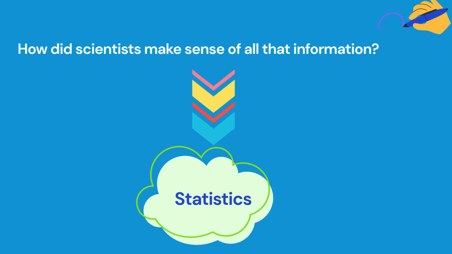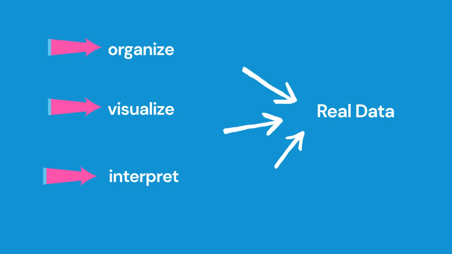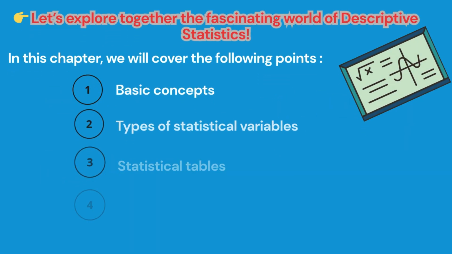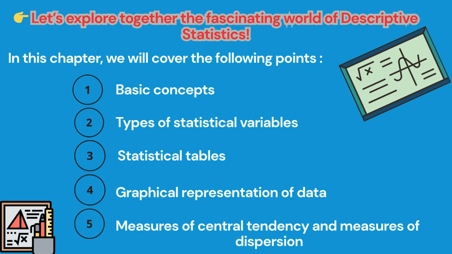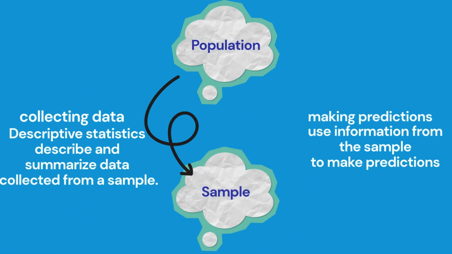So, one essential tool: statistics. We are going to discover how to make data talk. By the end of this chapter, you will be able to organize, visualize, and interpret real data like a scientist. In this chapter, you will cover 5 sections. We will go step by step, starting from basic definitions to types of variables to how we organize and summarize real-world data. Let's begin with the basic concepts.